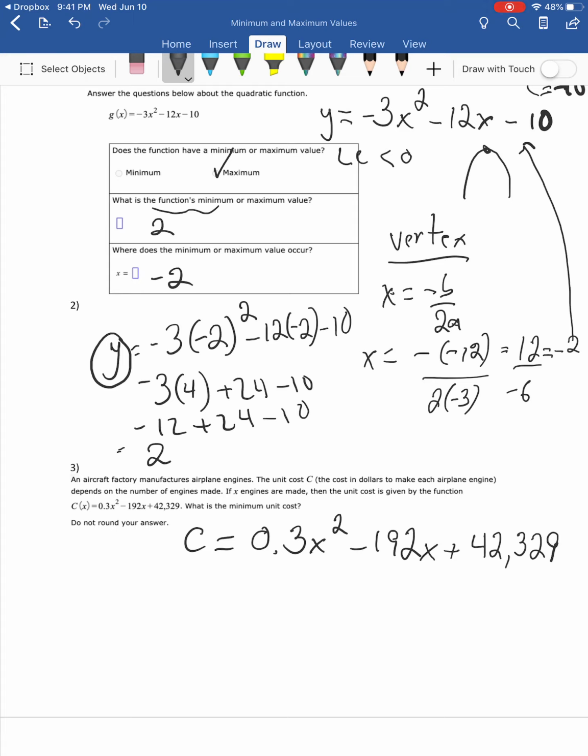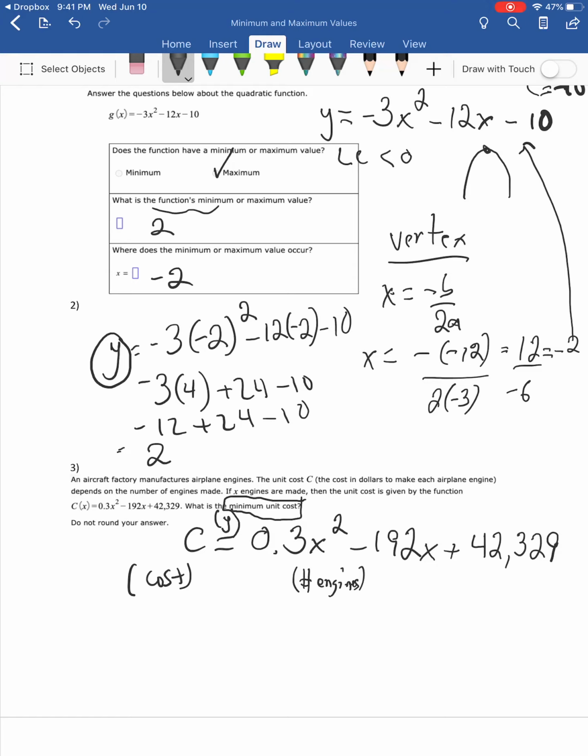Okay, so C stands for cost, and C is the same thing as Y. X stands for number of engines. So this formula tells you your cost of making X engines. So if we want to know how much it costs to make 100 engines, we'd substitute in 100 for X into the calculator, and we get out a value for the cost. So we want to know what is the minimum unit cost.